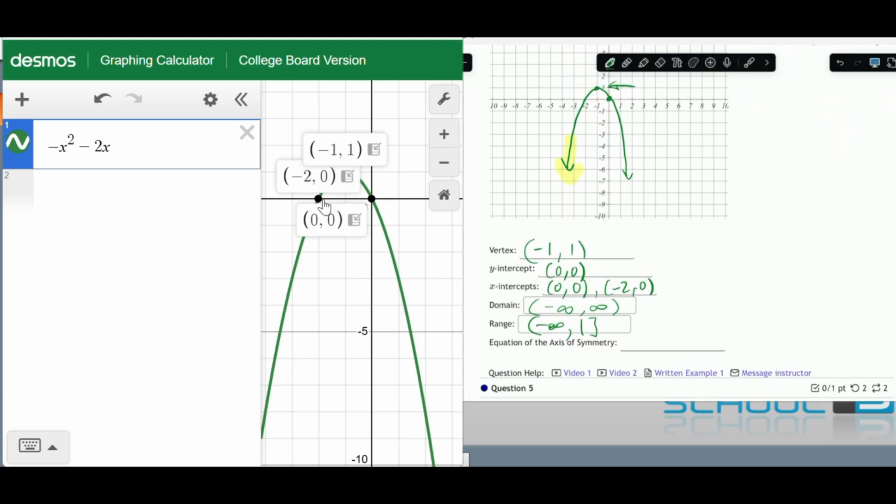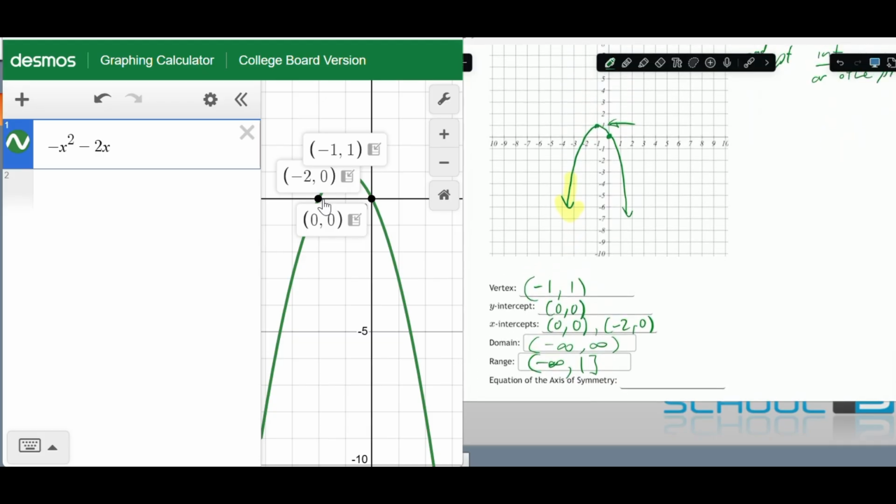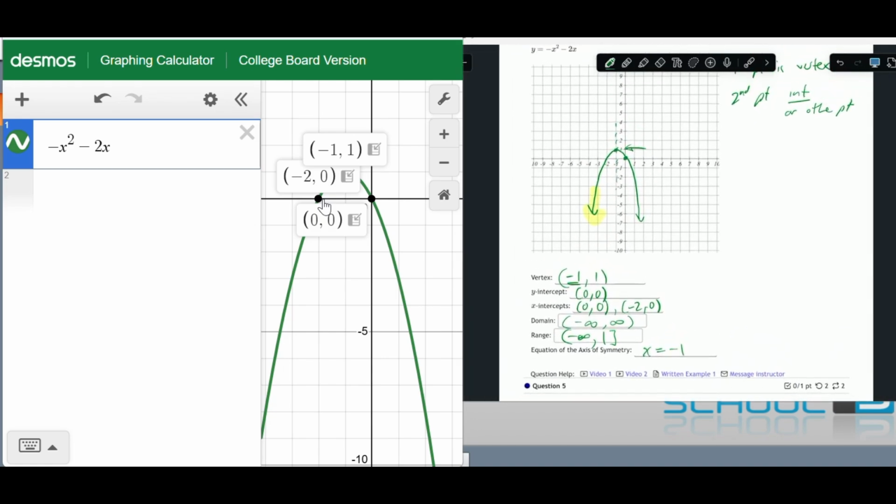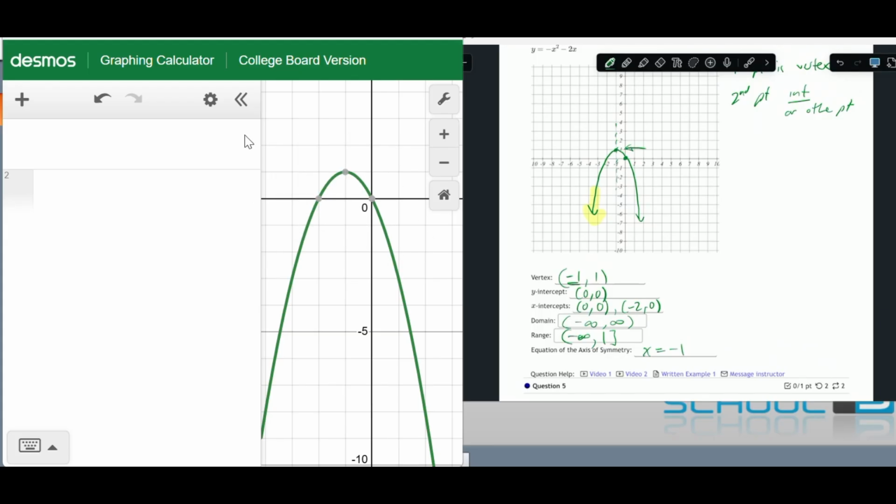Okay, and then finally, the equation of the axis of symmetry, that's just a vertical line that passes through the vertex. So it's always going to be x equals whatever the x coordinate of your vertex is. So in this case, negative 1. All right, and so those would be your answers for that problem. Okay, but it's all observable by looking at the graph.